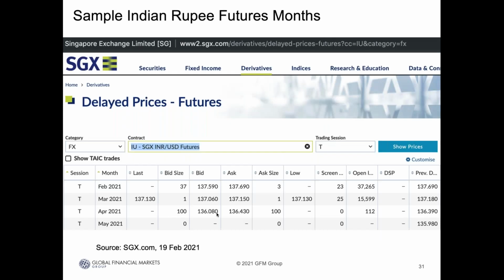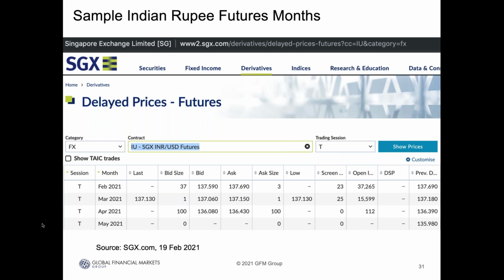If you go to SGX's website, you can get an example here of what a futures contract might look like, in this case on the Indian Rupee. I have gone to show only the T trading sessions because I want to show what the difference in price is between 2 successive months' contracts. You will notice that if I look at the February contract, the March contract, and the April contract, the contracts are getting cheaper and cheaper every month. So in other words, I can buy April now at 136 versus say 137.5 for February.